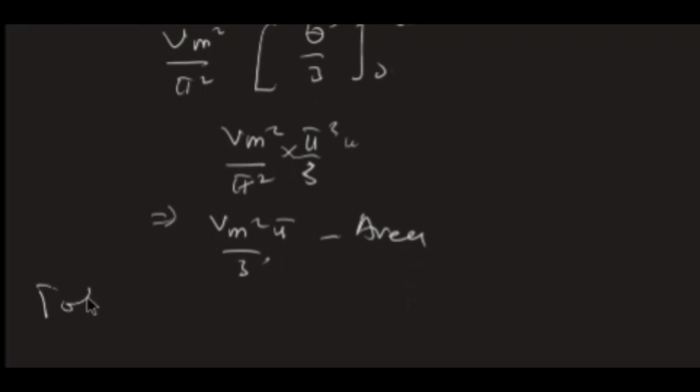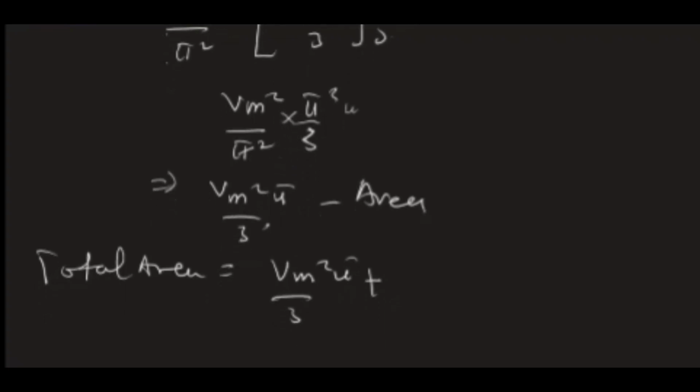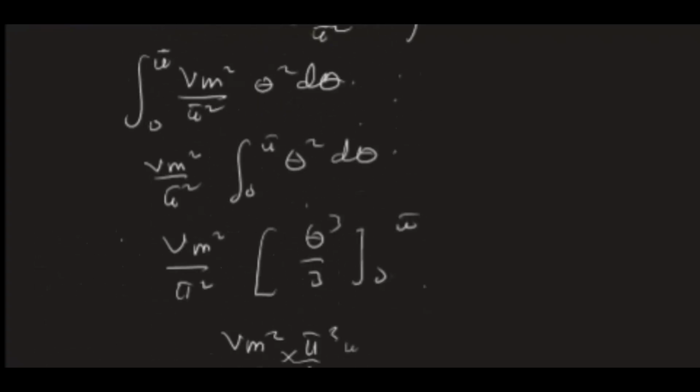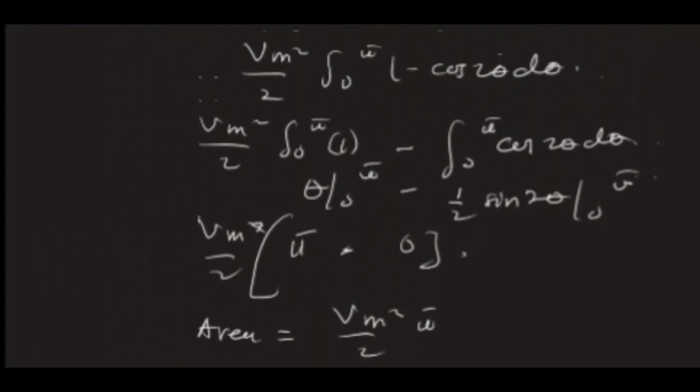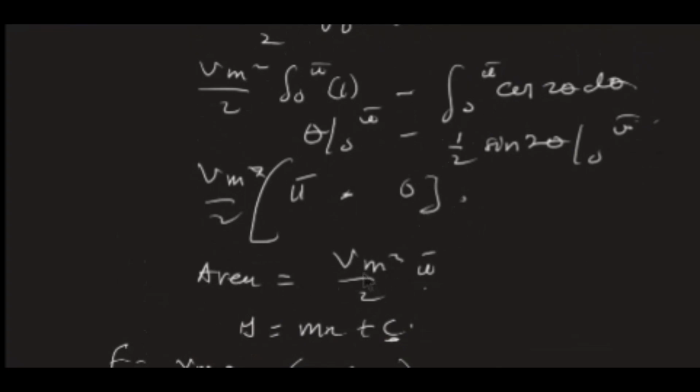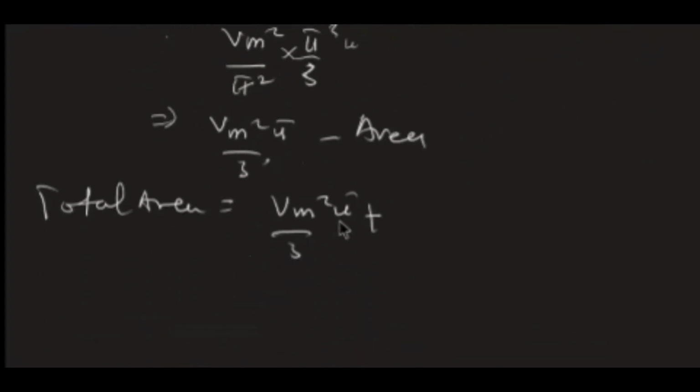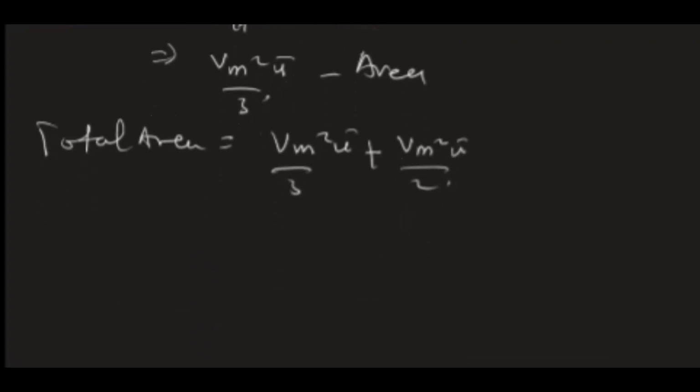So my total area is equal to Vm squared pi on 3 plus the area from the sinusoidal part, which we got as Vm squared pi on 2 from this side. So once you add these two, you are going to get 5 on 6 Vm squared pi.